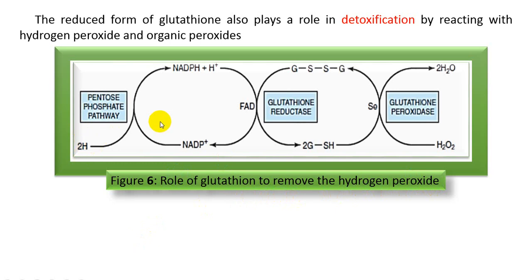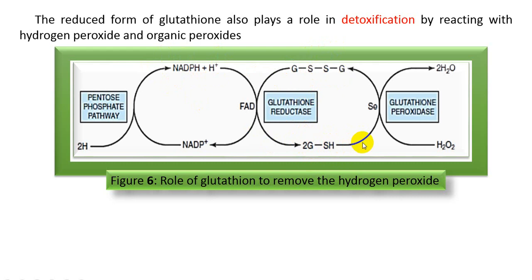Here we've got the pentose phosphate pathway, which will convert the oxidized form to give the reduced form of NADPH, and NADPH will convert the oxidized form of the glutathione, in the presence of glutathione reductase, to the reduced form. This is very important. According to this diagram, the reduced form of the glutathione is coming because of NADPH. NADPH will convert the oxidized to the reduced form.